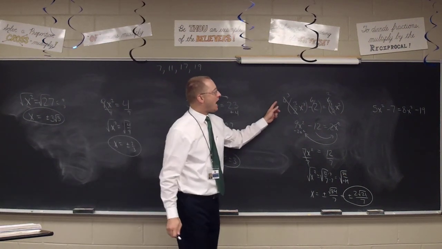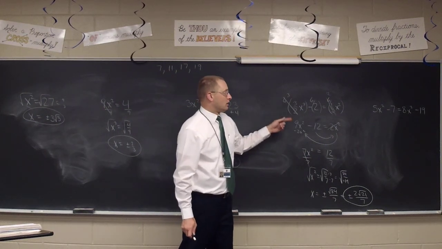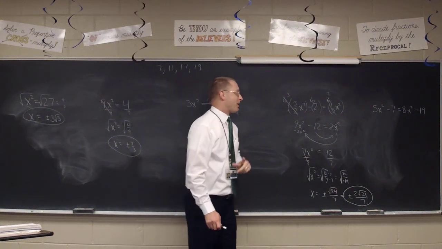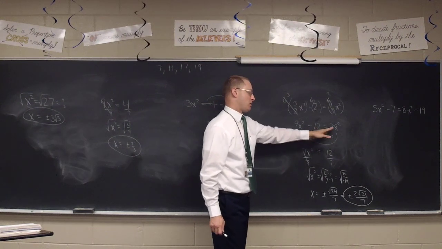Did we multiply everything by 6? You multiplied the negative 2. Everything. There's a reason I say it weird like that, so you'll remember everything by 6. So you should have got 9x squared minus 12 equals 2x squared.